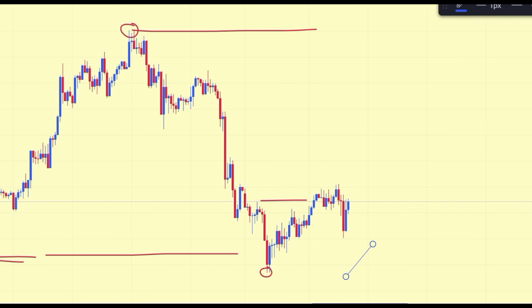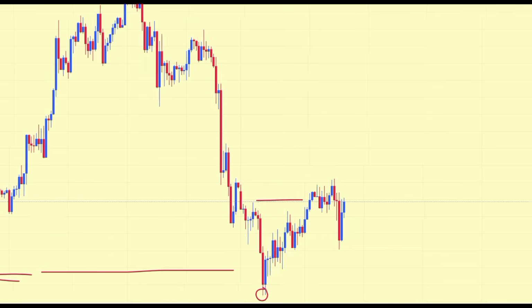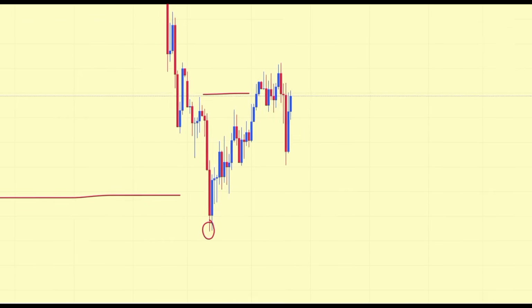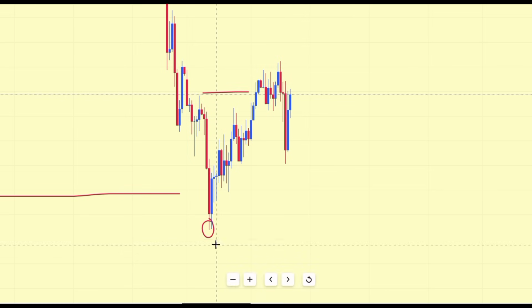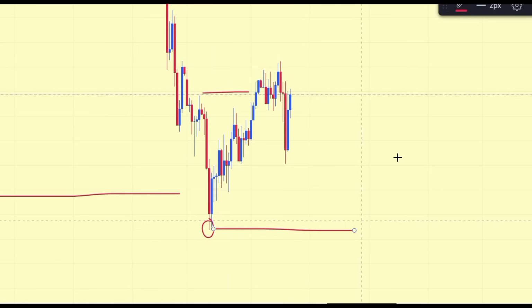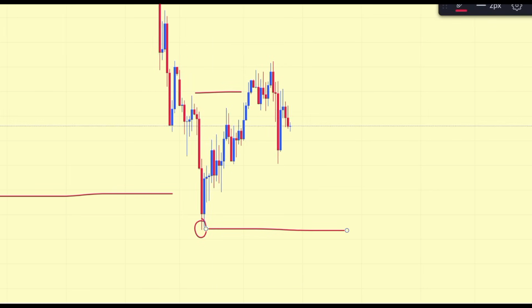And right now I'll be waiting for price to take out this. Right now I'm waiting for price to come all the way or to reverse right now and break past this swing point for me to confirm it as a break of structure, right?